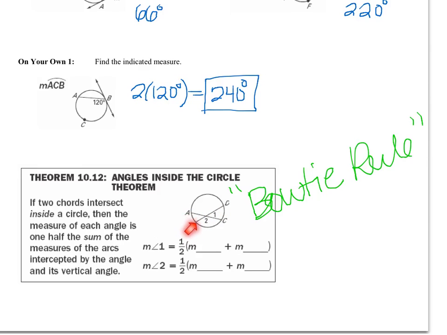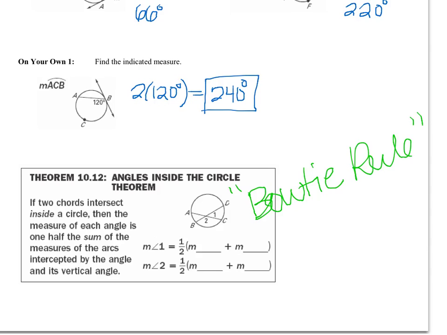And when we have this picture of a bow tie inside a circle, we're going to follow this rule right here. It says, if two chords intersect inside a circle, so we've got our two chords intersecting right here, then the measure of each angle is 1/2 the sum of the measures of the arcs intercepted by the angle and its vertical angle. So if I want to find angle 1, it's going to be half of this arc plus this arc. Angle 2 is going to be half of this arc plus this arc.